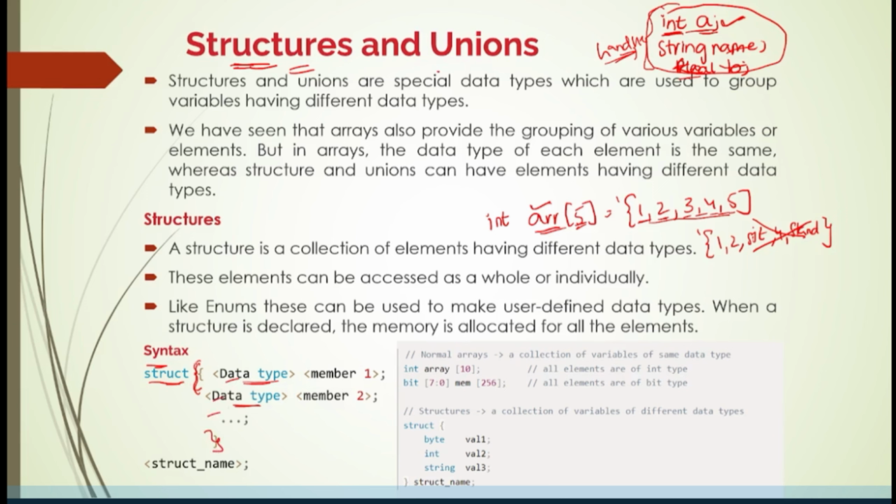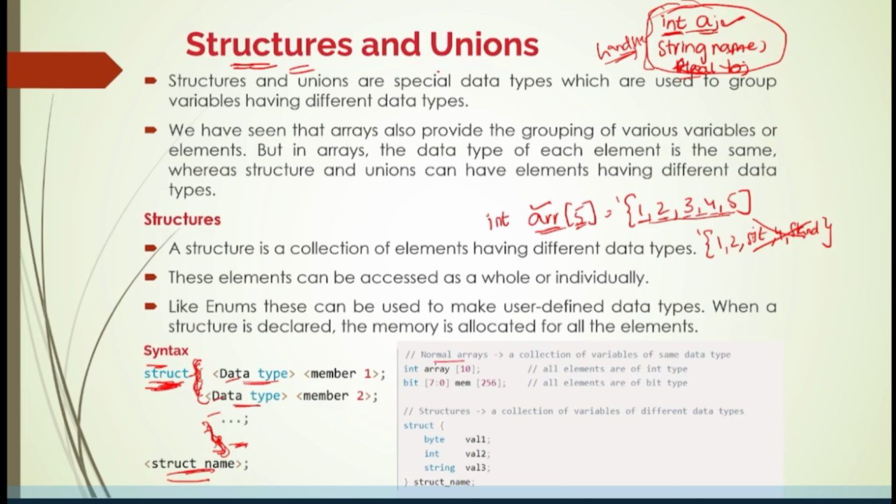That means all these data types are packed in one struct. After the ending brace you have to give the structure name. This is somewhat different: until now in this course, as soon as you give the keyword, you mention the name, but in a structure you mention the name after the closing curly braces. Struct name. Now let us see an example.